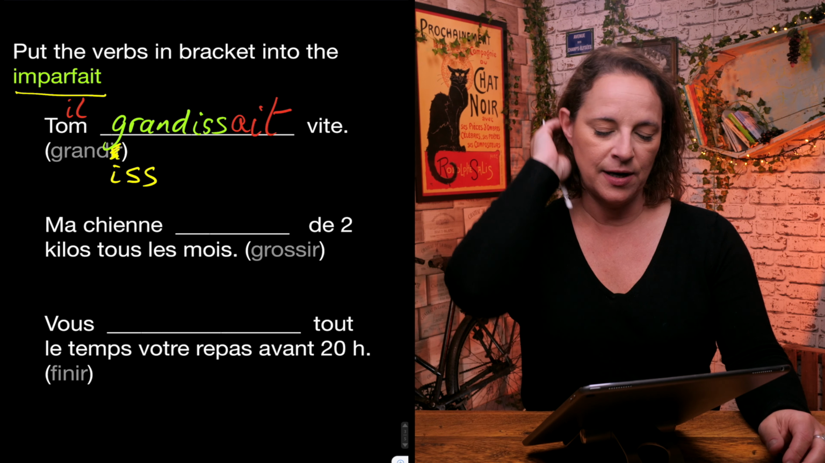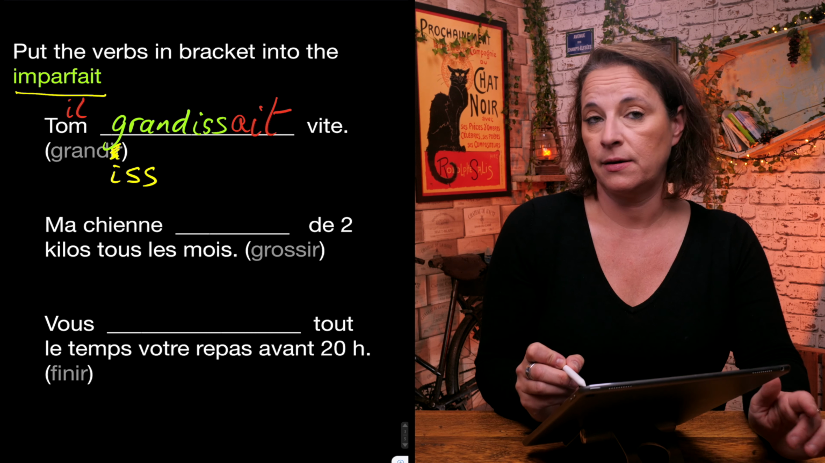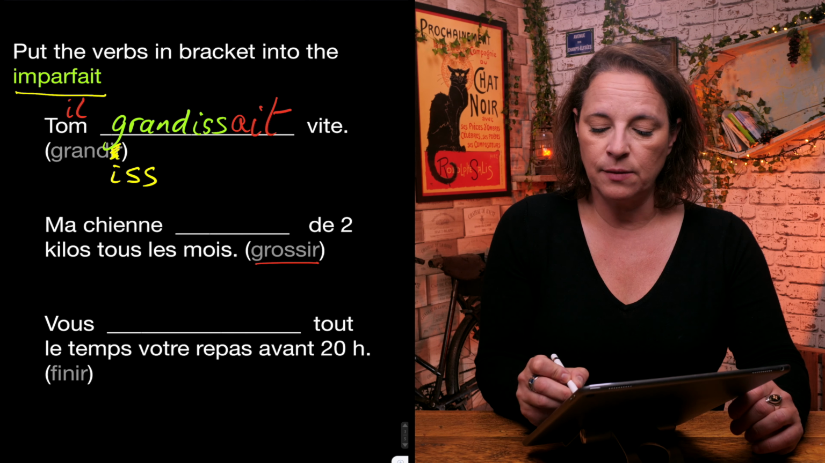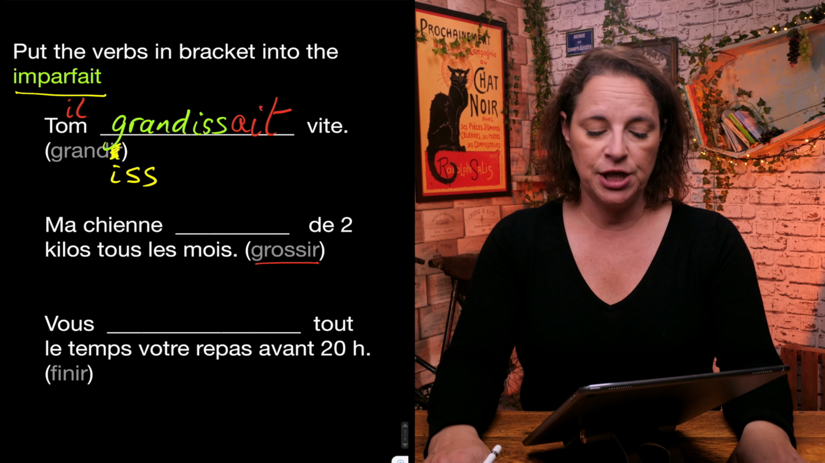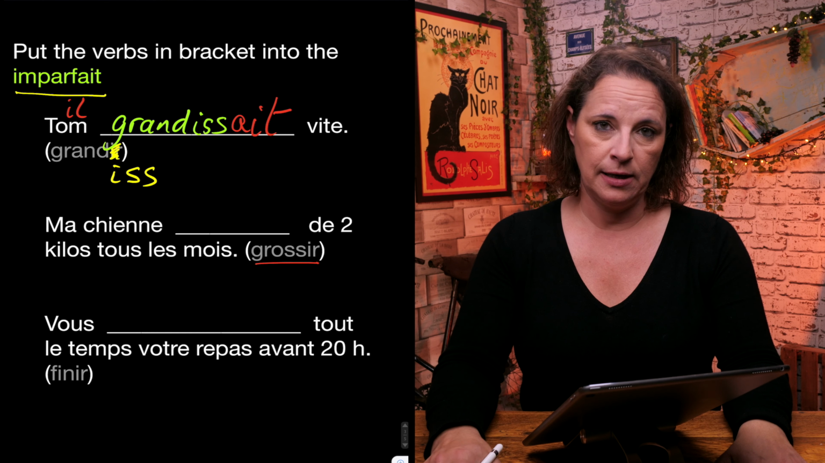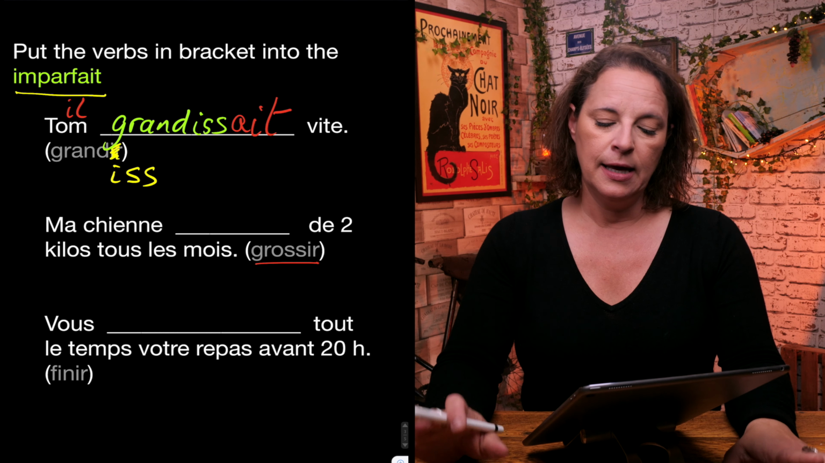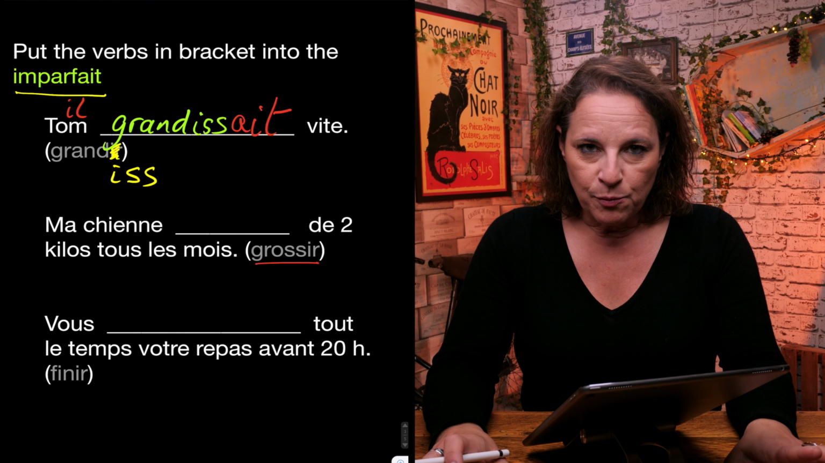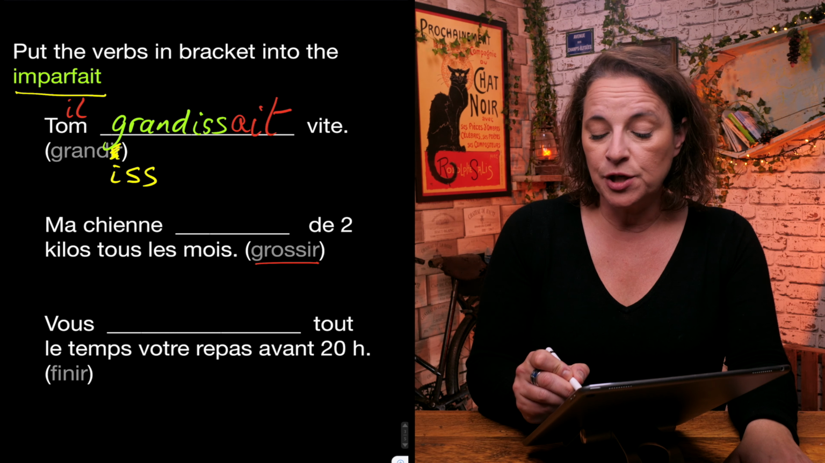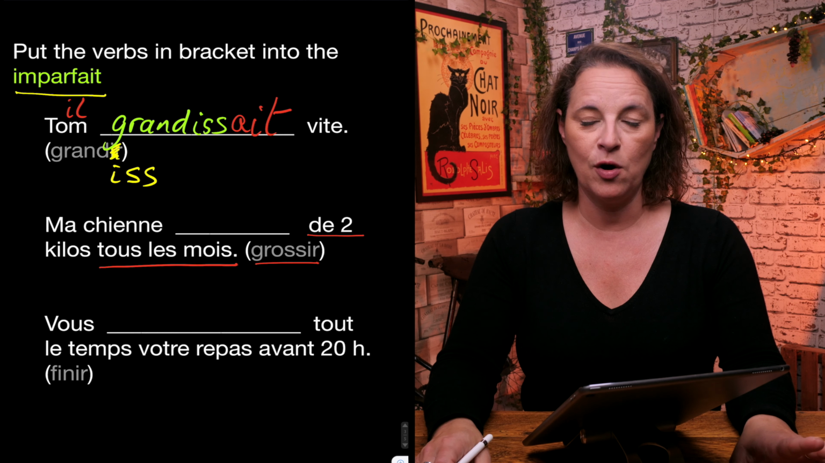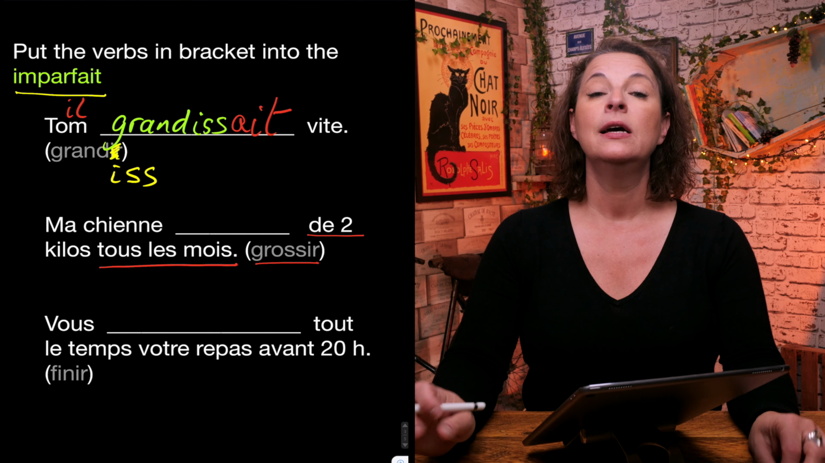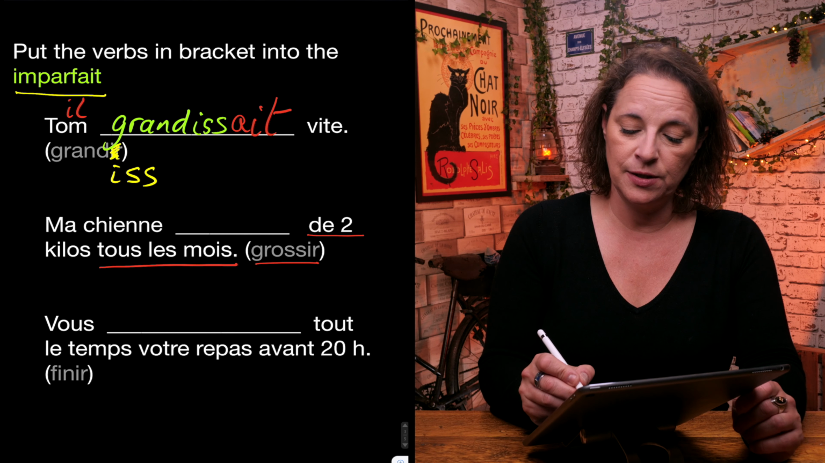Have a look at the next one. Grossir. That's another second group verb. Grossir means to get fat or to put on weight. Ma chienne, my dog, my female dog, was putting on weight. But she was putting on 2 kilos every month. Tous les mois, she was putting on. Okay, so we want to use the imperfect. How do we do that?